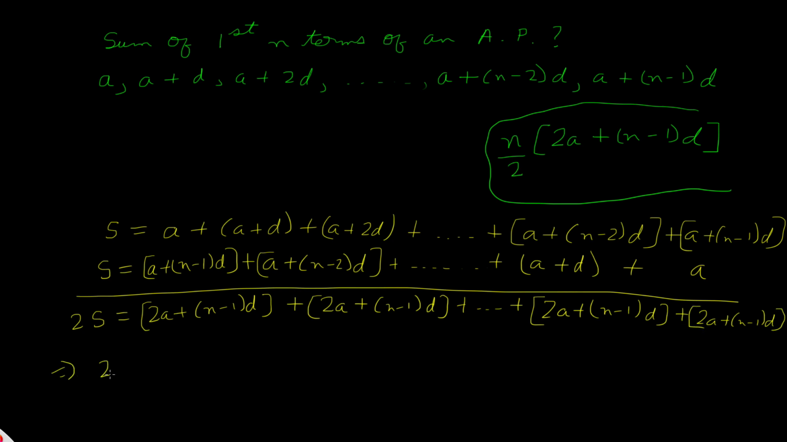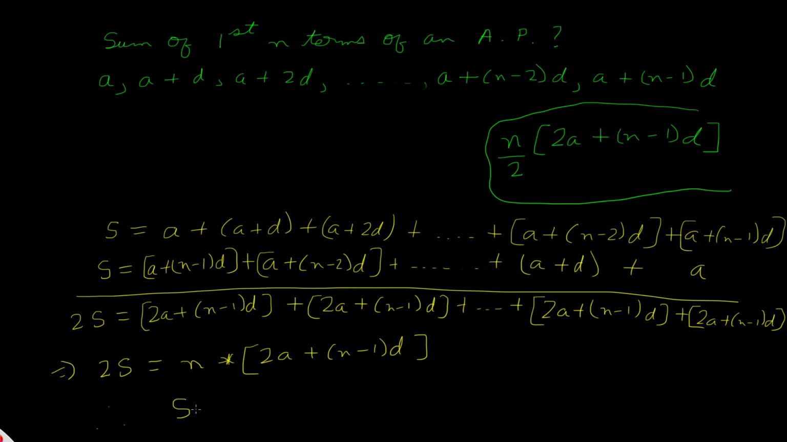Therefore, what we get here is 2S is equal to, we are adding this term 2A plus n minus 1 times D, n number of times. There are n terms, so we are adding this n number of times. Hence, this will be equal to n multiplied by 2A plus n minus 1 times D.